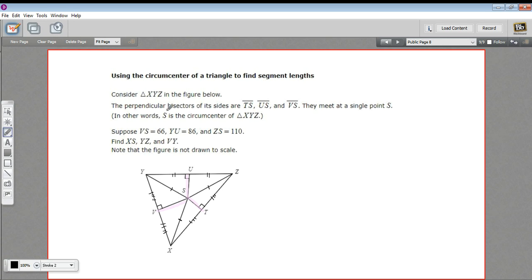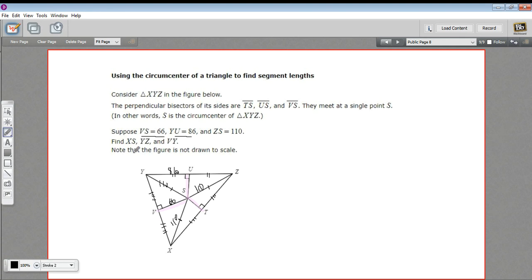Let's read the problem here. It says that the perpendicular bisectors are TS, US, and VS. Those are the ones we marked in pink there. They meet at point S, which is the circumcenter. And then it says VS is 66. So VS is this one, 66. We'll put that in. It says YU is 86. That's this one. And it says ZS is 110. That's nice. So we have the distance from a vertex to the circumcenter is 110. That's great. So I know this is 110, and I know this is 110 as well.